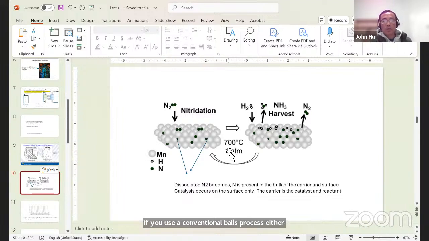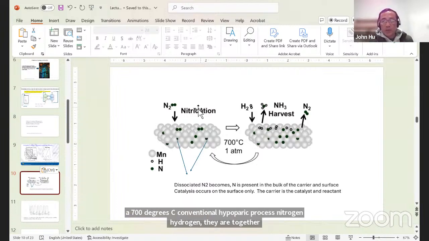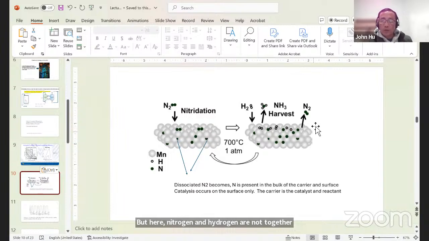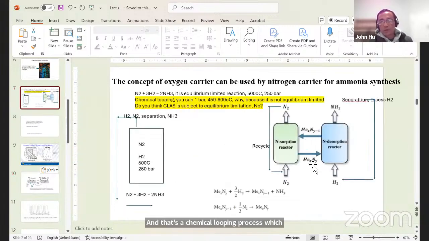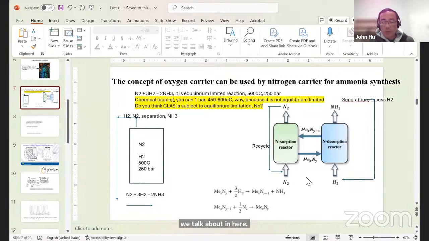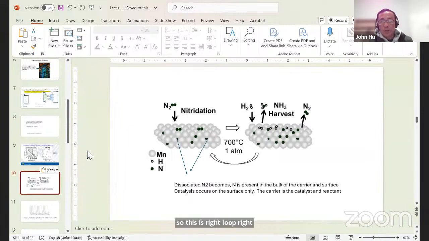In the conventional Haber-Bosch process, nitrogen and hydrogen are together. But here, nitrogen and hydrogen are not together, because you do nitridation, and then you form ammonia, and that's the chemical looping process, which we talk about in here. So you have a nitridation, you have harvest. So this is the reactor loop in closed chemistry shown here. It's how this nitrogen is activated in the bulk phase.